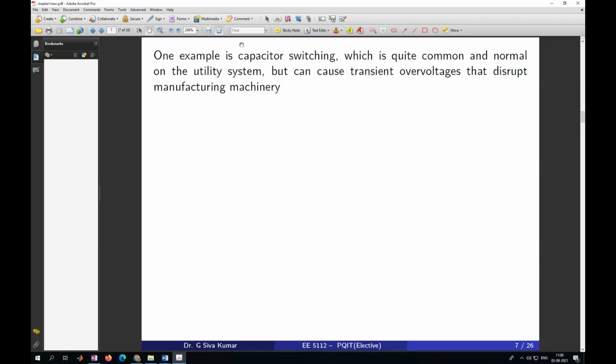When you are connecting the capacitor switching, we are connecting a huge amount of source. Because of that, it causes a transient over voltage. The transient over voltage disrupts the manufacturing machinery also. This is one of the causes of power quality issues which is raised because of the utility. In the next class, we'll see the evaluation procedure and other power quality definitions. If you have any doubts, you can ask me now.